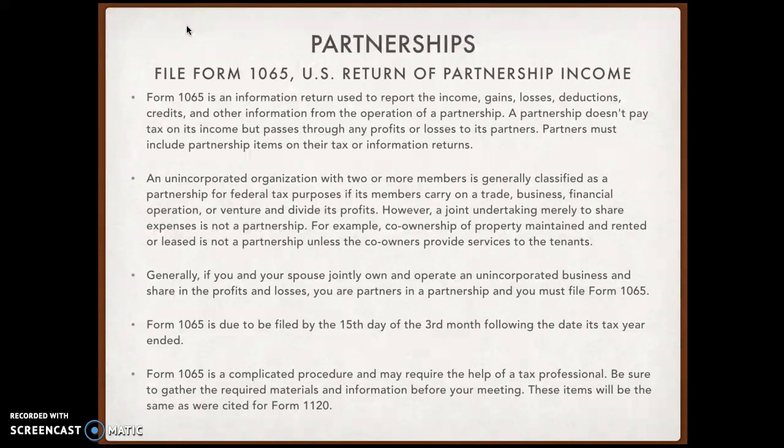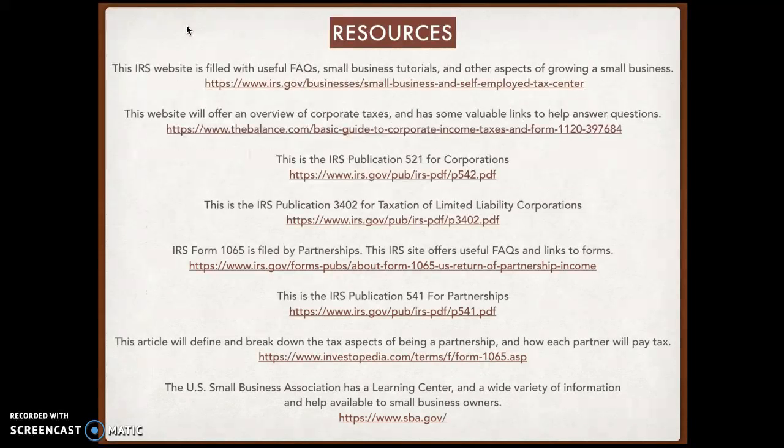Generally, if you and your spouse jointly own and operate an unincorporated business and share in the profits and losses, you are partners in a partnership and you must file Form 1065. Form 1065 is due to be filed by the 15th day of the 3rd month following the date its tax year ended. Form 1065 is a complicated procedure and may require the help of a tax professional. Be sure to gather the required materials and information before your meeting. These items will be the same as were cited for Form 1120.